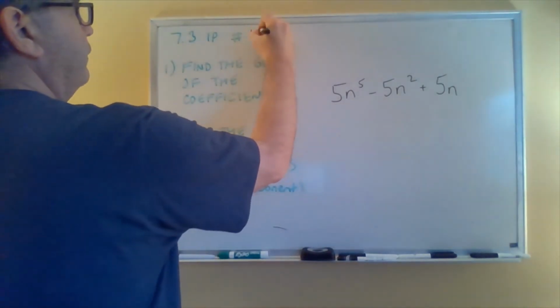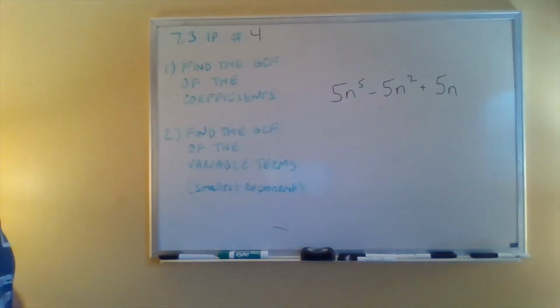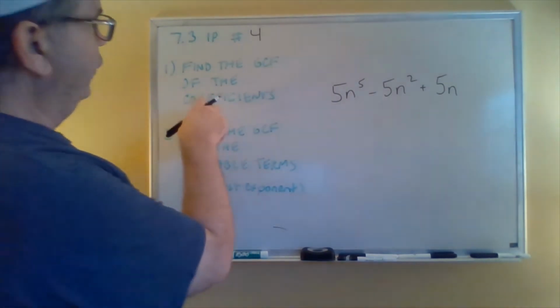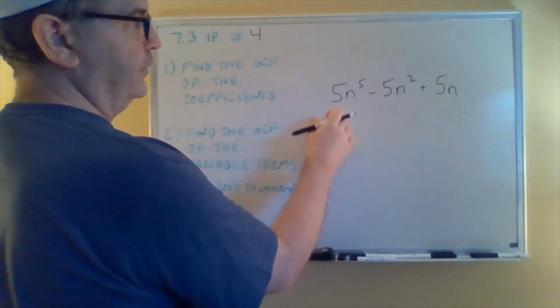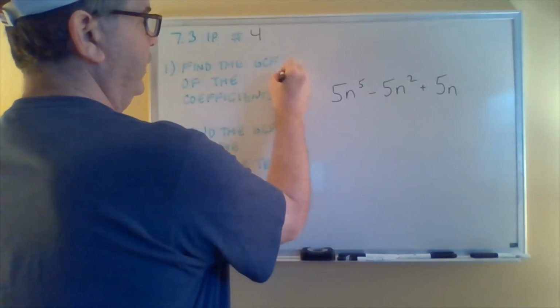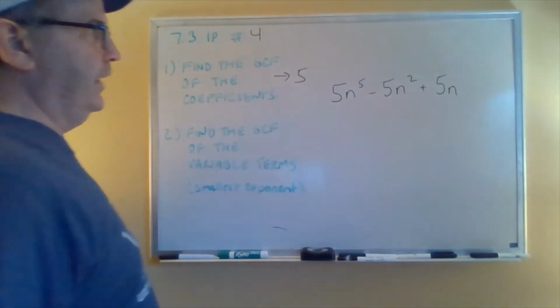Okay, number 4. 5n to the 5th minus 5n squared plus 5n. So first thing I'm going to do is find the greatest common factor of the coefficients. Our coefficients are 5, 5, and 5. That was pretty easy. Our greatest common factor will be 5.